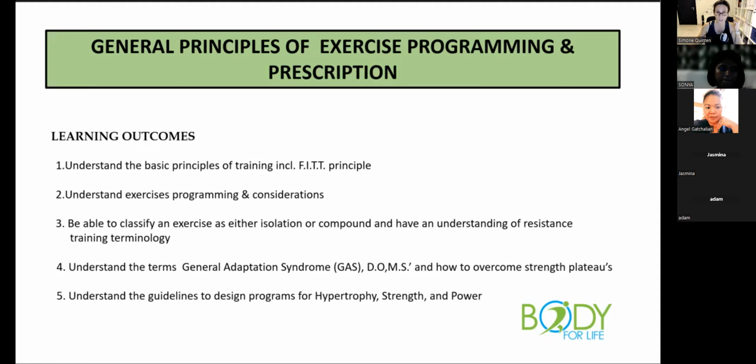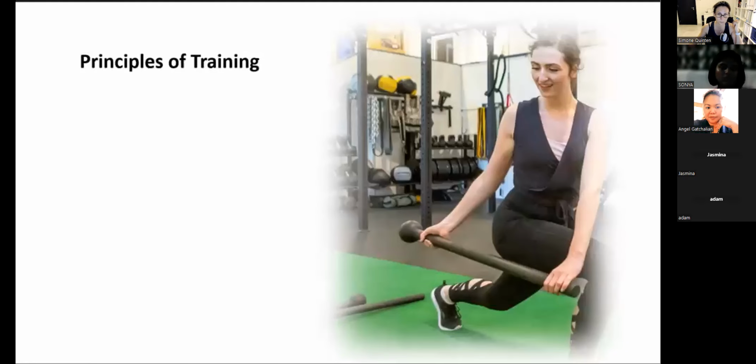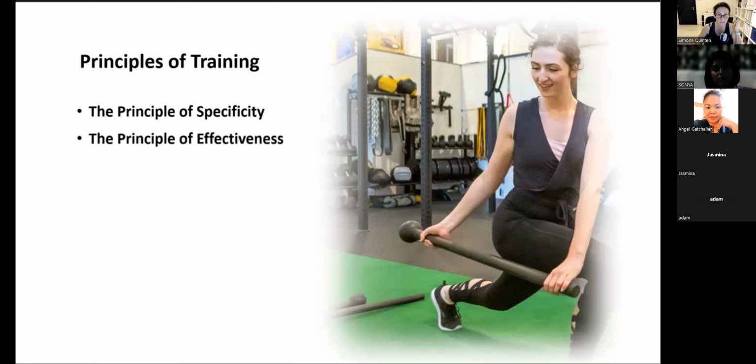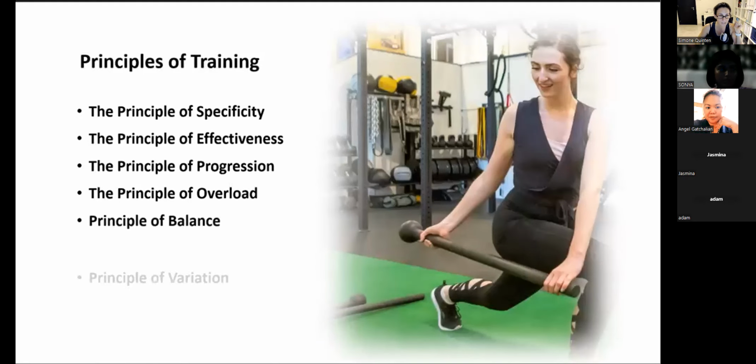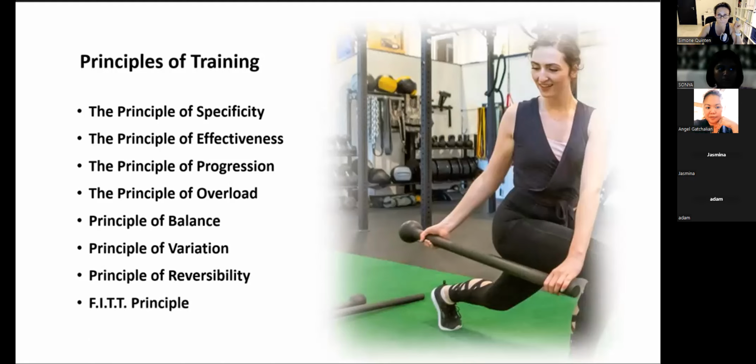Okay, so let's start. The principles, what you have in your book. Principles of training. The first one is the principle of specificity. The second one is effectiveness. The third one is progression. I think this is the order in your book as well. Let me know if I'm wrong. Then it's overload, balance, variation, reversibility, and then there's the FIT principle. Is it the correct order?